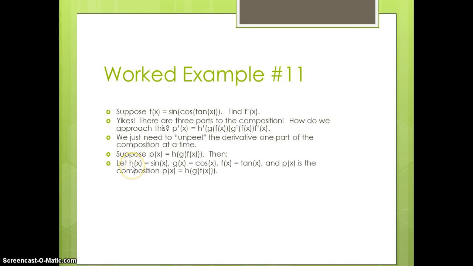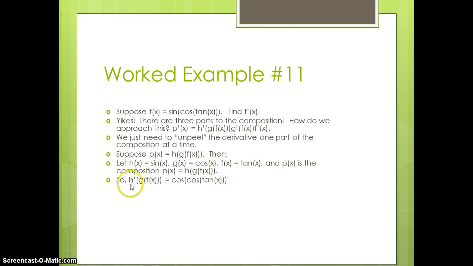So h of x is the farthest out function, that's the sine of x. g of x is the one that's second farthest out, cosine of x. f of x is the most innermost function, which is tangent of x. So therefore we get our composition, p of x. Sine of x is h. Cosine of x is g. And tangent of x is f.